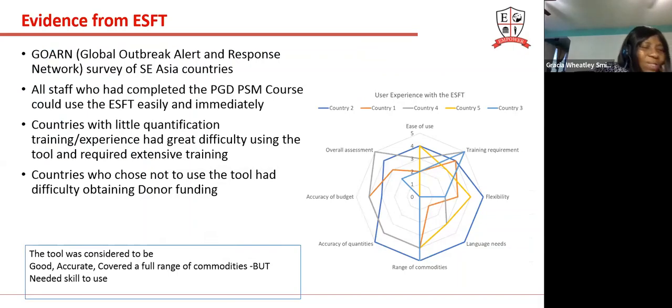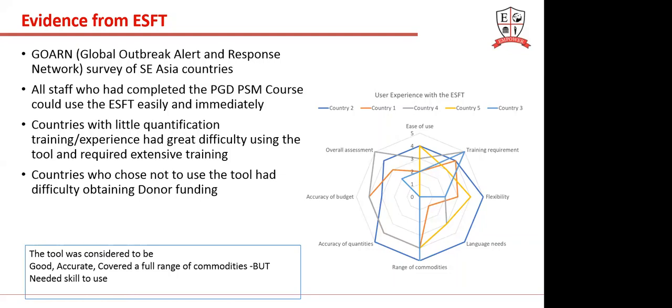So, what is the evidence from the ESFT? If you can look at the diagram and we can look at the various countries, we can see which country had the greatest difficulty with quantification: the training requirements, the flexibility, the language needs, the range of commodities, the accuracy of quantities. Do we have a sufficient budget?